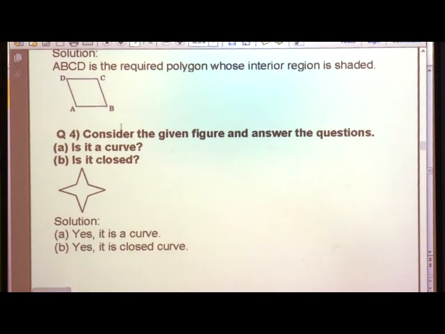Next question, consider the given figure and answer the questions. Is it a curve? See, now the questions are given here and the diagram is shown. You have to find out whether it is a curve. Can it be drawn without lifting a pencil? Yes, it is a curve. Then is it closed? Yes, because nowhere can we see an open area. So, it is a closed curve. So, the answer is yes, it is a curve, and yes, it is a closed curve.